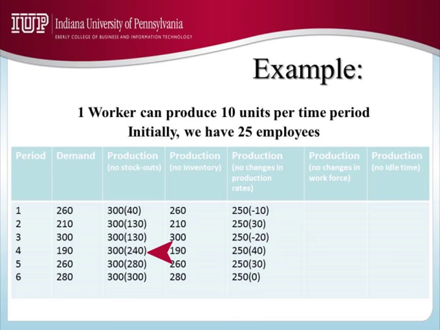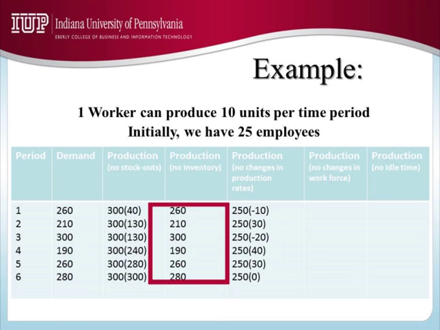Fourth time period, you have produced 110 extra plus the 130 from the previous time period, which gave you 240. Then 280, 300. You have 300 units in inventory at the end of 6 time periods. So the objective of no stockouts was met, but the next objective, no inventory, is certainly not met with this. So what would you do to meet the objective of no inventory for this demand?